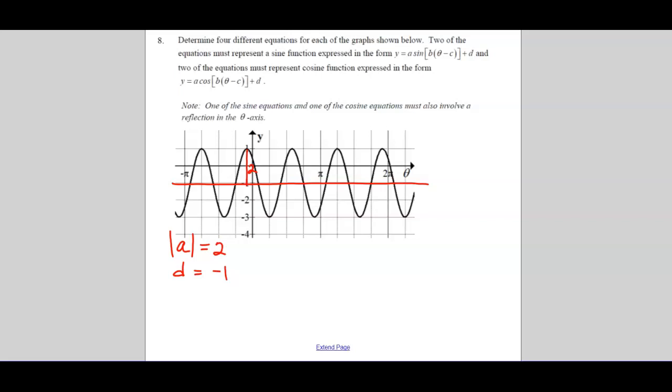Let's do B next, because then everything will be the same throughout. So, first of all, let's get the period.